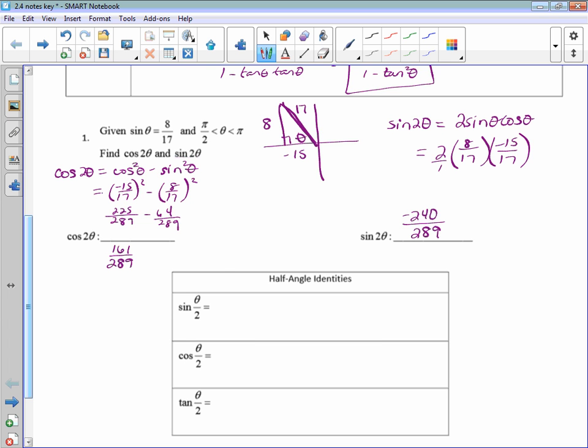Like 161. Okay. So again, no matter which formula you pick, you should have ended up with 161 over 289. Okay? All right, so are those too terrible to use? No. Not too bad, right?